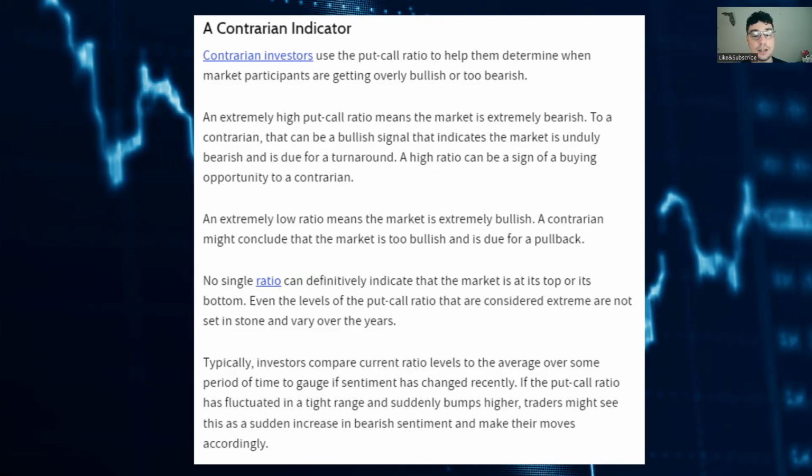No single ratio can definitively indicate that the market is at its top or its bottom. Even the levels of the put call ratio that are considered extreme are not set in stone, and they do vary over the years. But typically, investors compare current ratio levels to the average over some period of time to gauge if sentiment has changed recently. If the put call ratio has fluctuated in a tight range and suddenly bumps higher, traders might see this as a sudden increase in bearish sentiment and make their moves accordingly.